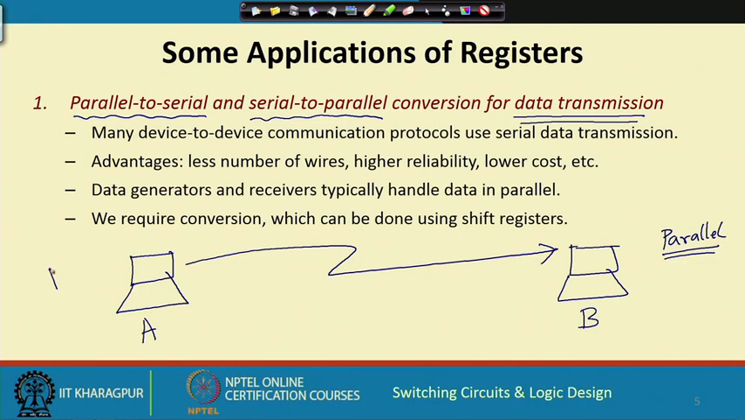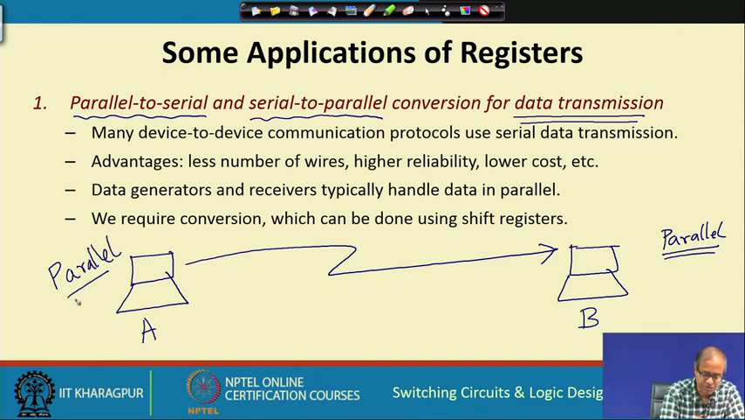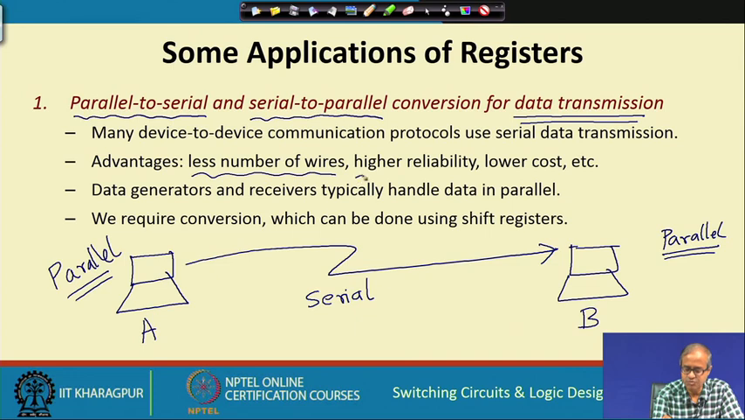So, although inside A and B you have parallel representation of data, you are communicating in a serial fashion. Okay? So, there is a necessity to convert this parallel data into serial form, and again at the receiving end, serial to parallel form. Now, this motivation I have already mentioned. Many such communications require serial communication. Advantages are fewer wires, and because there are fewer wires, the chances of loose connections and other faults are less. It will lead to higher reliability and of course, lower cost. And this data conversion, parallel to serial and serial to parallel, can be very conveniently done using shift registers.